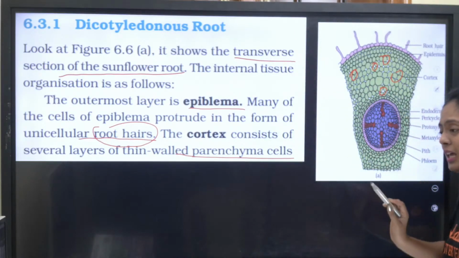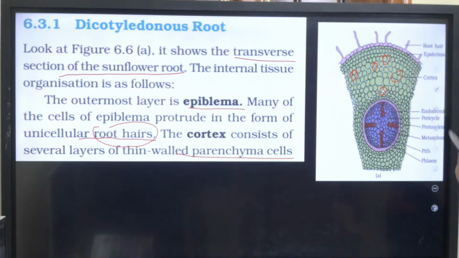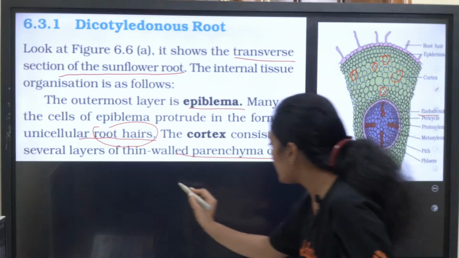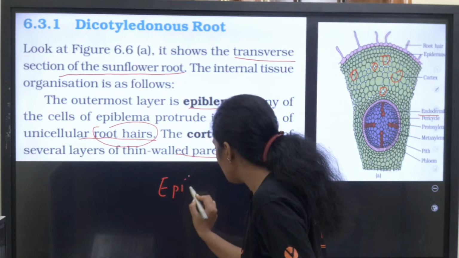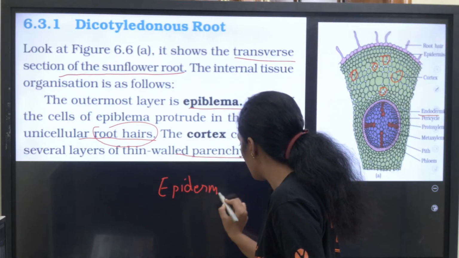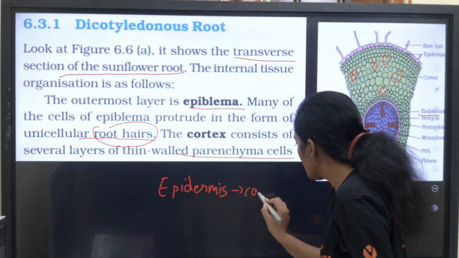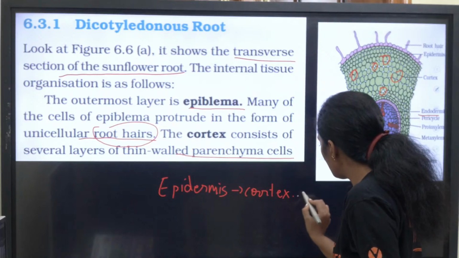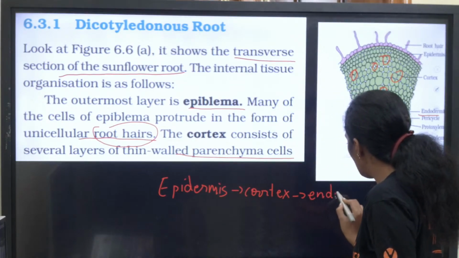Okay, so I was telling you the innermost layer of cortex is called the endodermis. So what is the first layer, pasangala? You have the epidermis, or epiblemma we also say. So after the epidermis you have the cortex. Okay, inner to the cortex you have the endodermis.